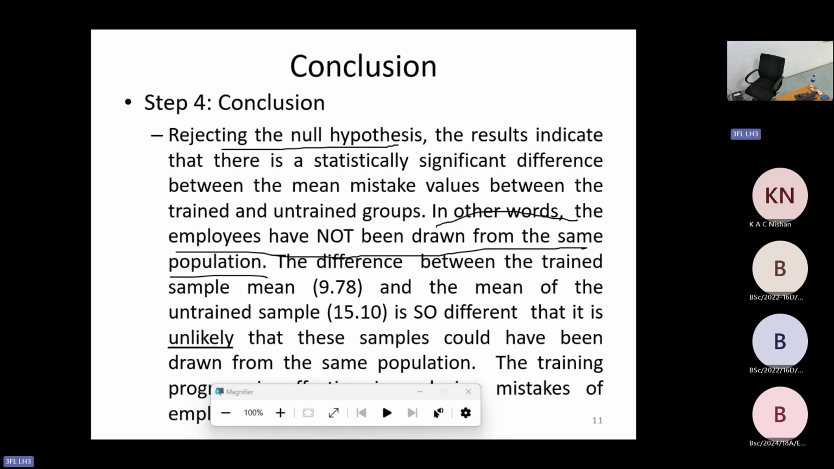So we reject that there is no difference. After rejecting, there is no difference here. Okay? What's that? Do you have a difference? Yes.